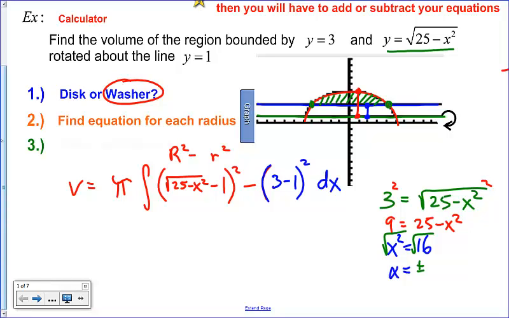or minus 4. Let's pause for a minute and make sure, do we need the negative 4? In this case, yes, you're trying to find the two intersection points. So 4 and negative 4, you'd definitely want the negative 4. So you're integrating from negative 4 to 4. And that's your setup for this problem. Since this is a calculator problem, that's all you need to show.